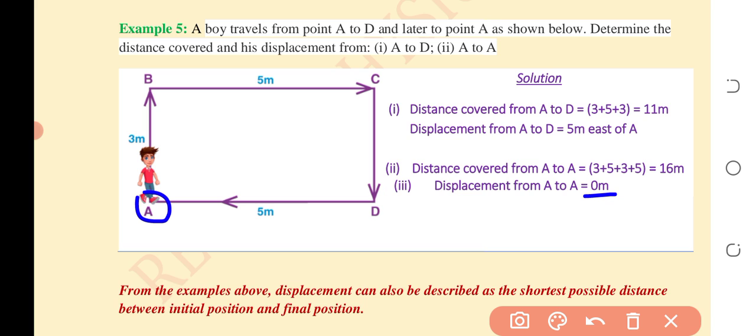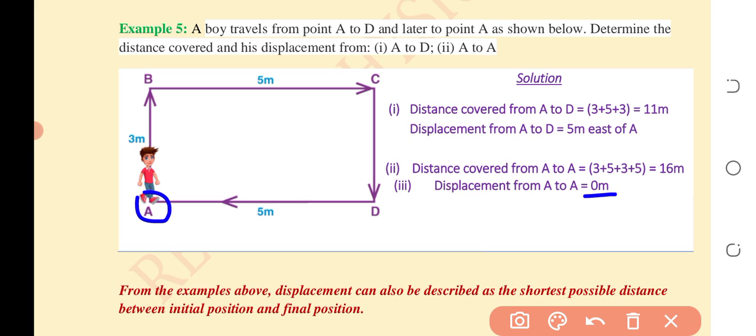or 0 unit. So from all the examples that we've treated so far, there's something that is constant. Displacement is always less than the distance. So we can as well define our displacement as the shortest possible distance between two locations. Shortest possible distance between two locations. That's another way of expressing our displacement.